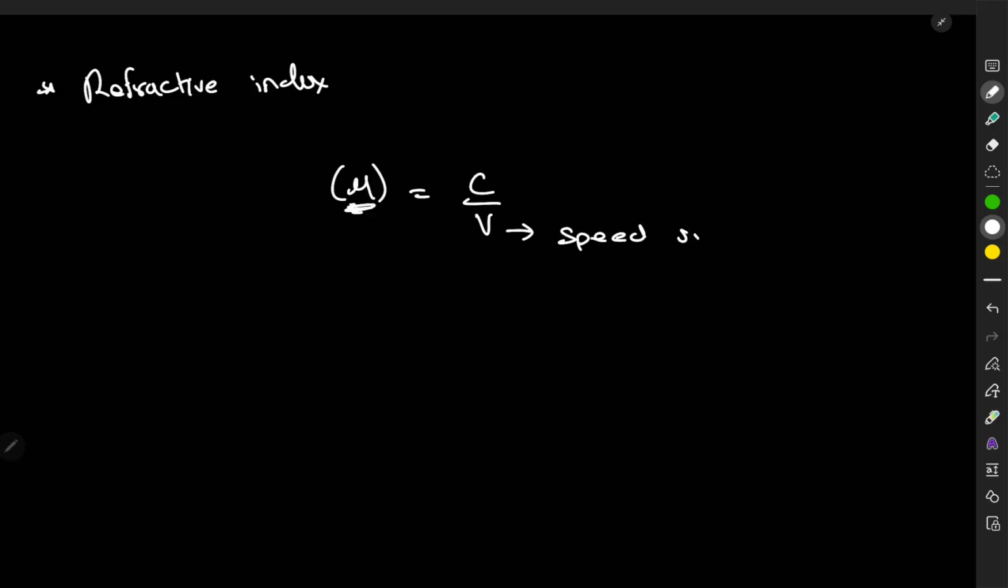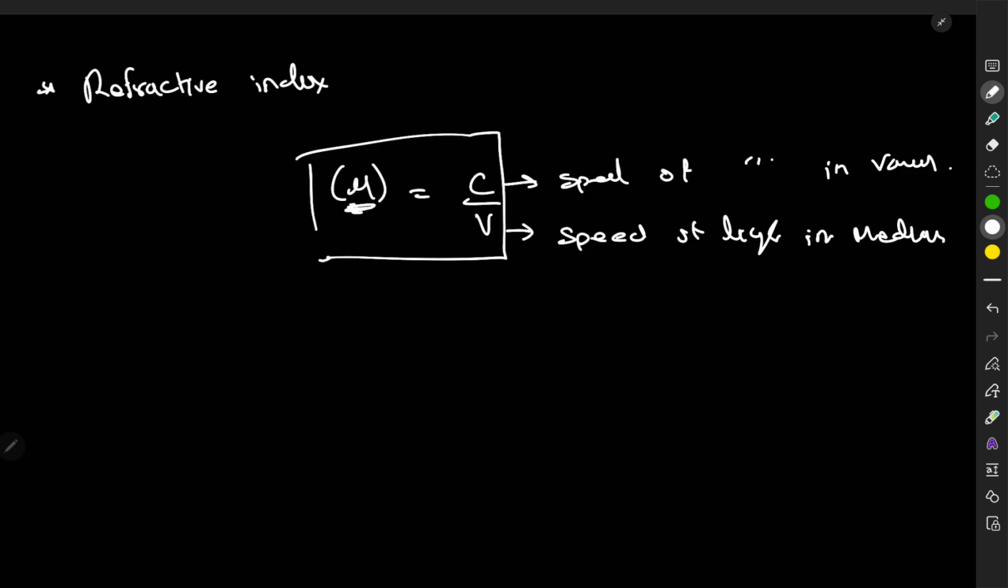Next topic, refractive index. What is refractive index? So refractive index is denoted by the sign mu, fine, which is equal to C by V. So V is nothing but the speed of light in medium. Speed of light in medium. And C is nothing but the speed of light in vacuum, right? So this is a formula which you must know.